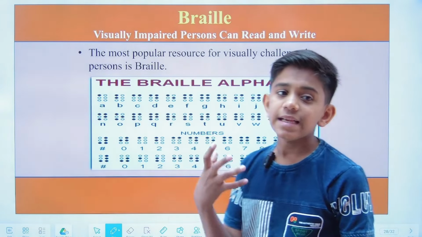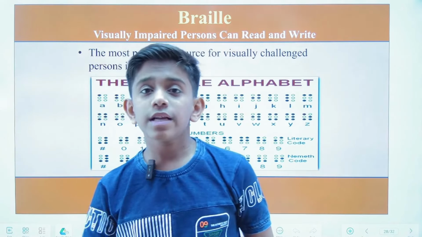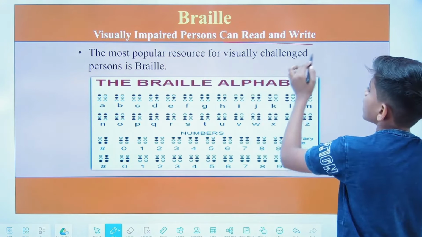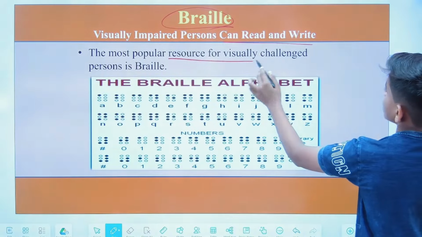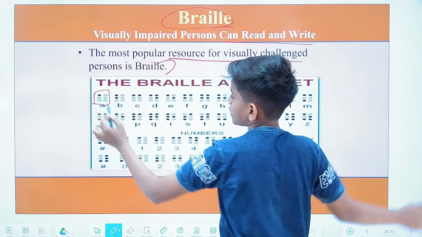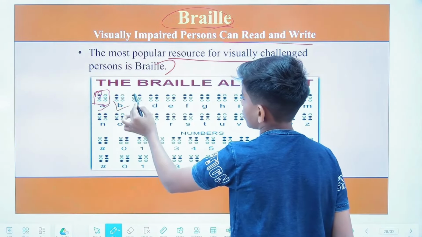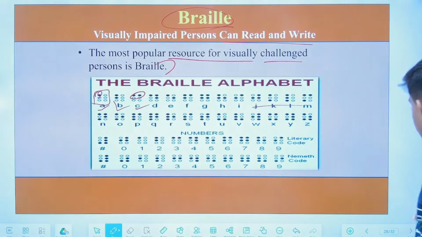Now at last we have the Braille system. You would be thinking, how can a visually impaired person read or write? Visually impaired persons can read and write through the Braille system. The most important resource for visually challenged persons is Braille. The Braille alphabet consists of dots which the person can feel, and he can understand the letters. If there is one dot, it is A, two dots B, and these two dots are C, respectively.